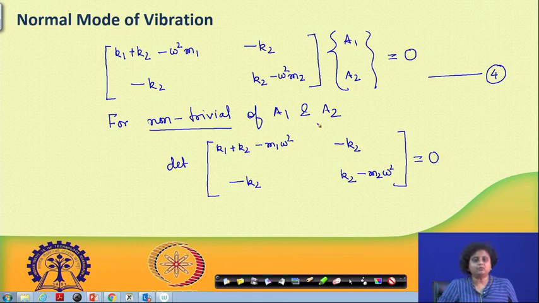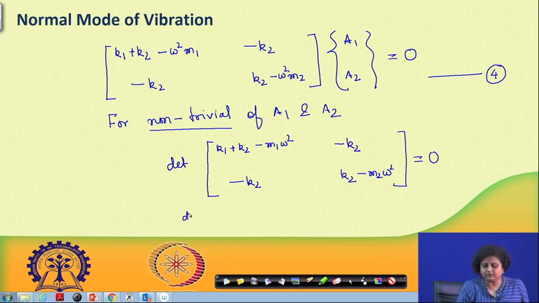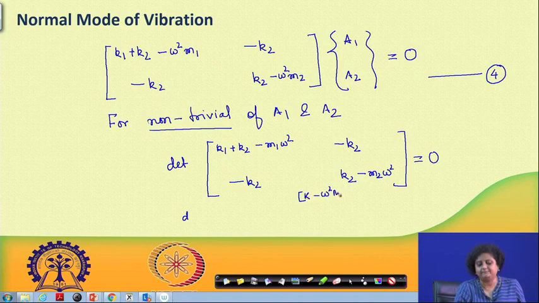Okay. If one wants to know more about this, then one should read the chapter on solution of equations in any engineering mathematics book. So, what is this matrix? This matrix is nothing but k minus omega square m. We initially had a k matrix and then we did minus omega square m matrix.